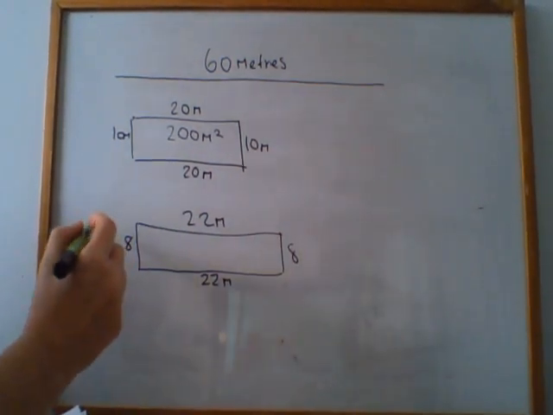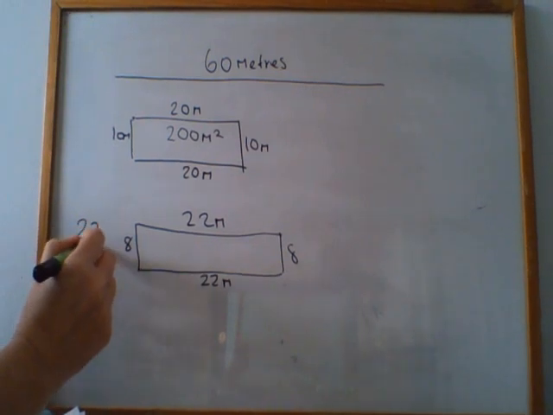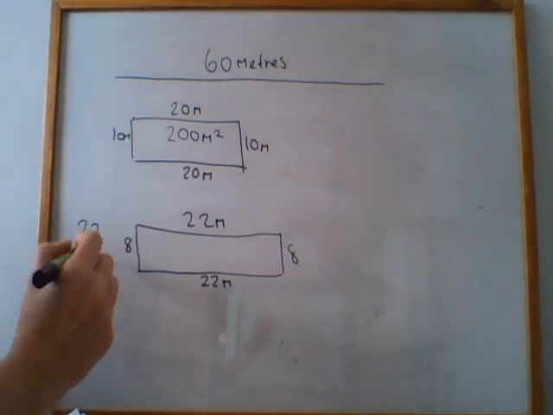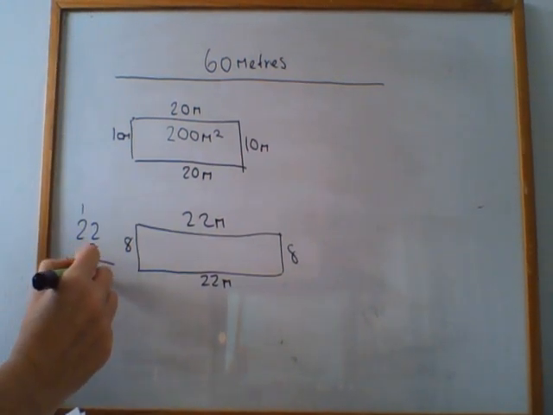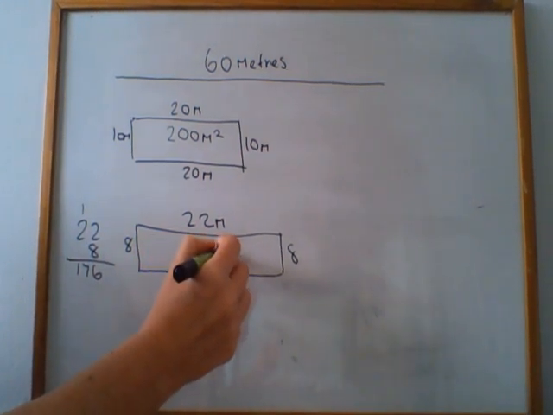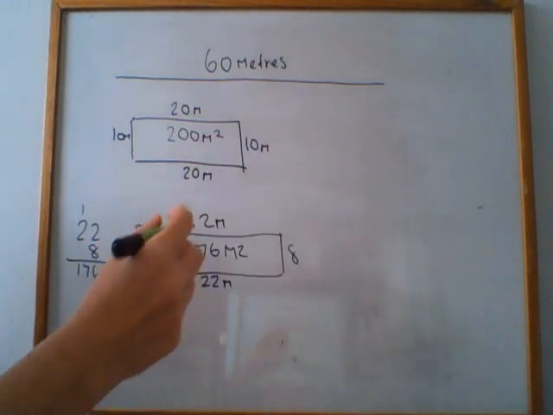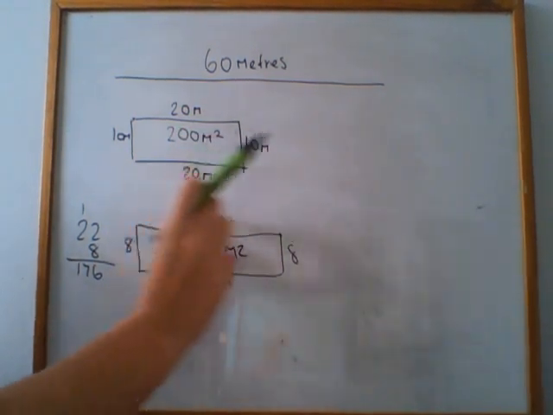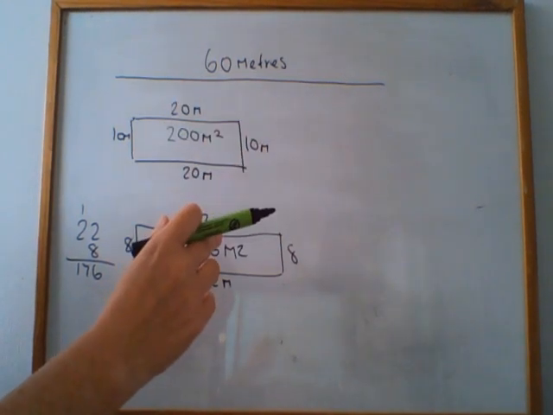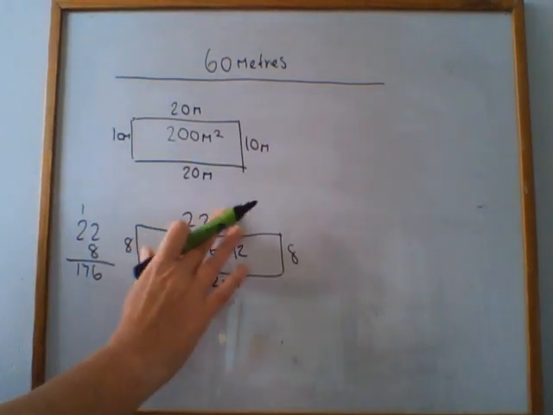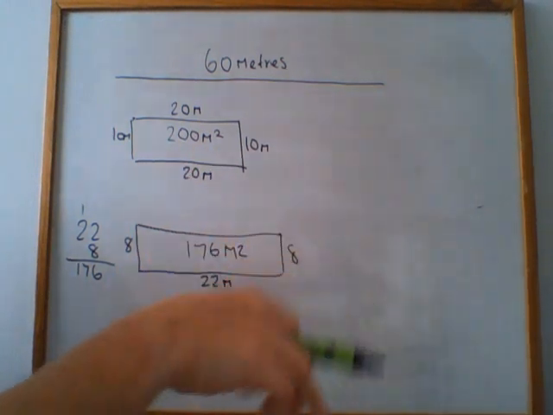So now what is my area? 22 multiplied by 8. Is it going to be more than 200? No, this time it's 176 metres squared. So going higher, long ways, doesn't seem to be getting me a bigger total. So maybe I'll go a bit smaller and see if that gives me a bigger total.